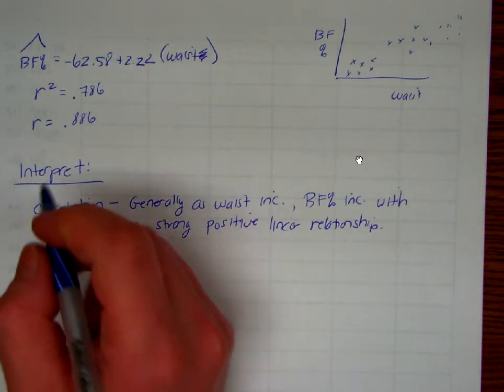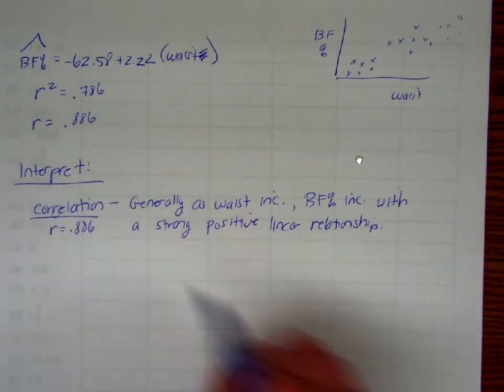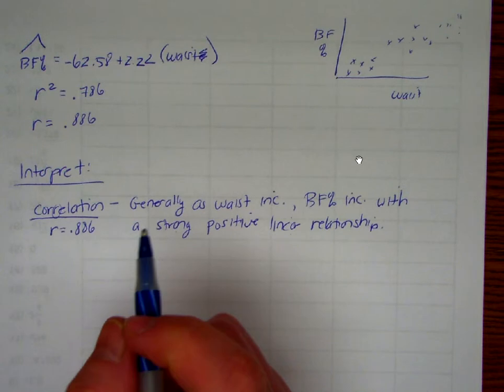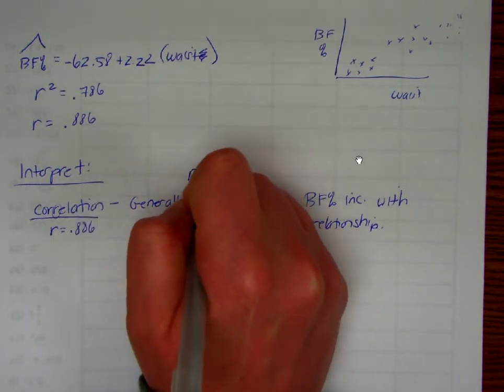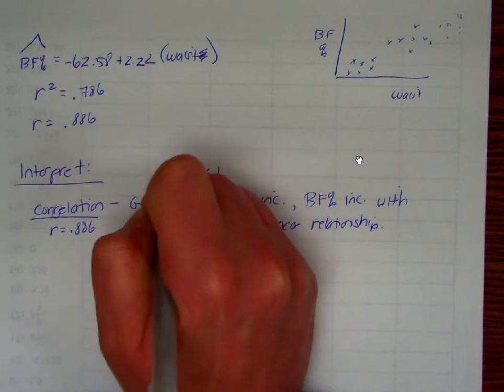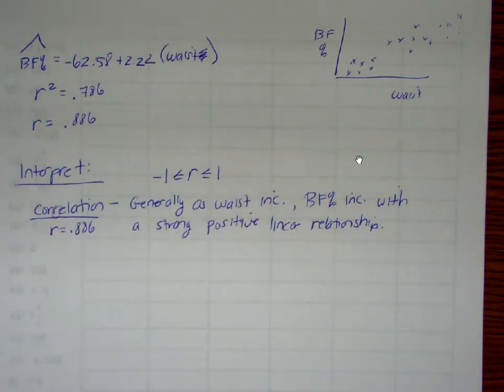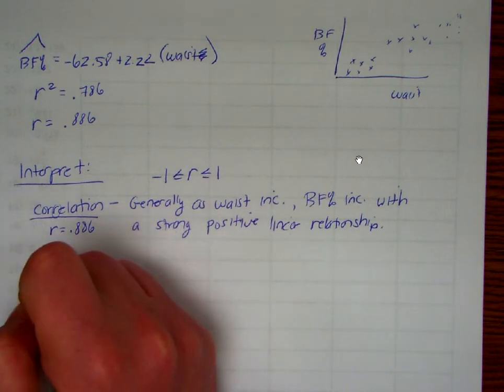Okay, some other things about interpreting correlation. Remember, correlation is a number that is at largest 1 and at smallest negative 1. If it's a strong negative relationship, it would be negative. Strong positive would be 1. You would never have a correlation above or below 1. 0 means there's no linear relationship. Okay, so that's correlation.